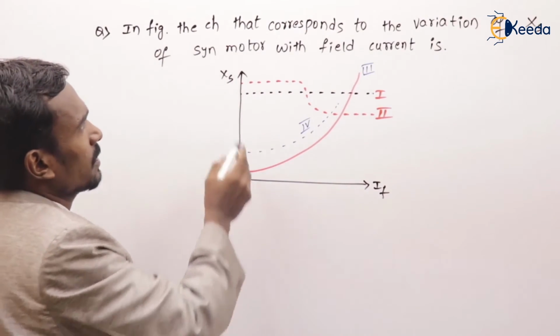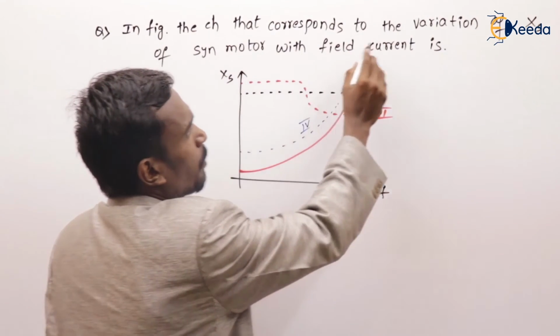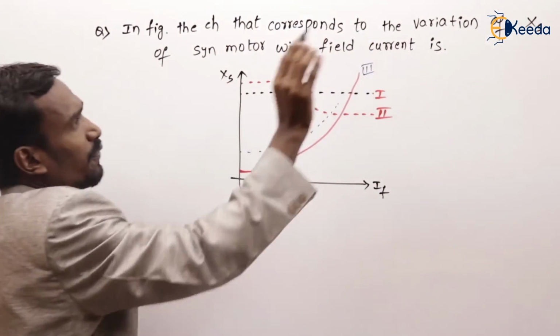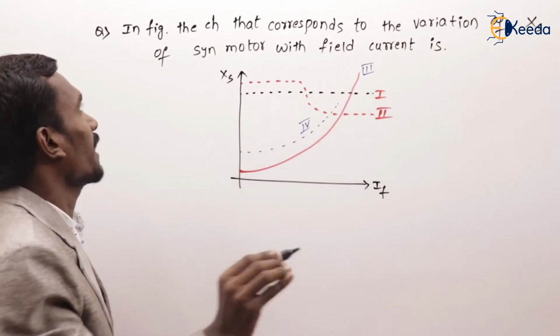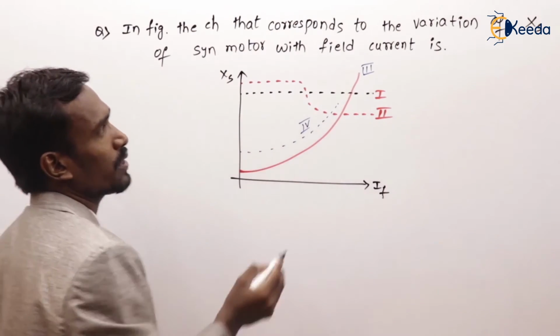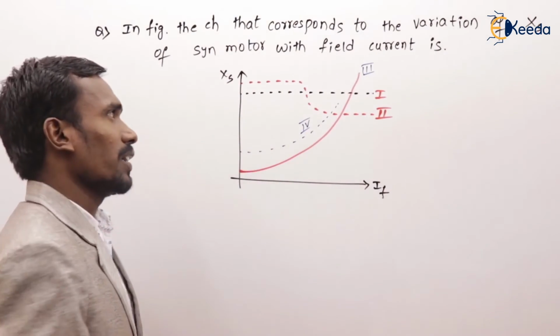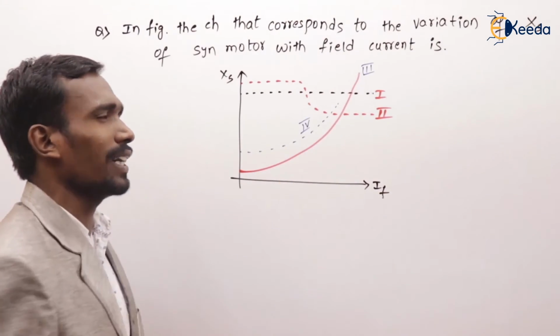In the figure, the characteristic that corresponds to the variation of synchronous reactance of a synchronous motor with the field current is. Yeah, the relation between synchronous reactance and field current.